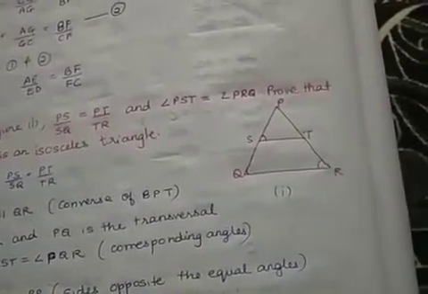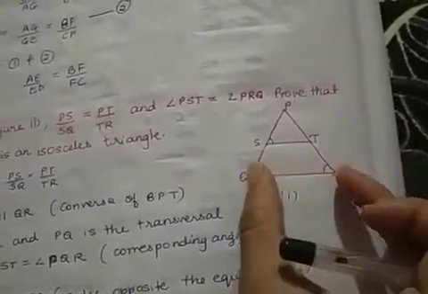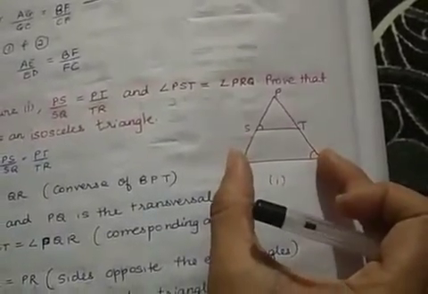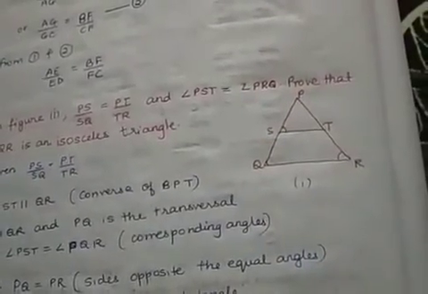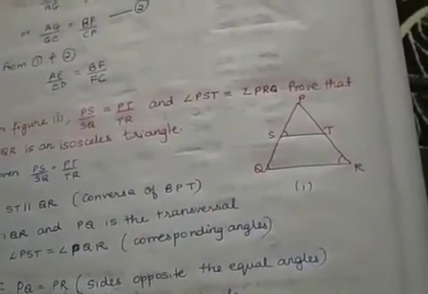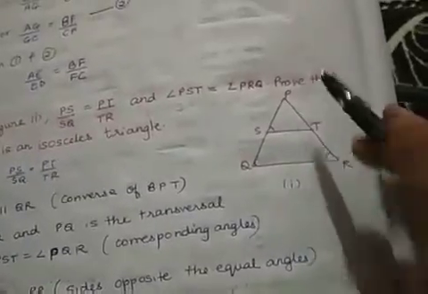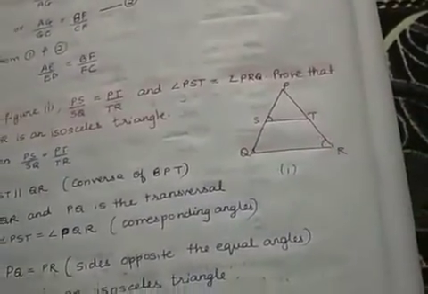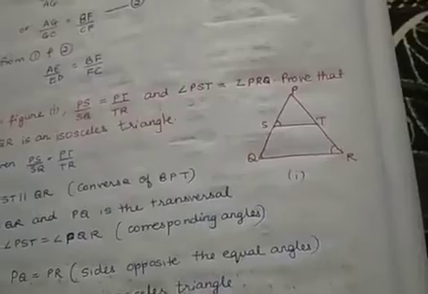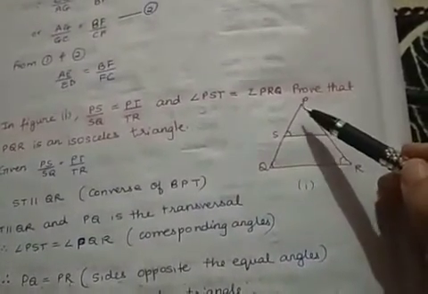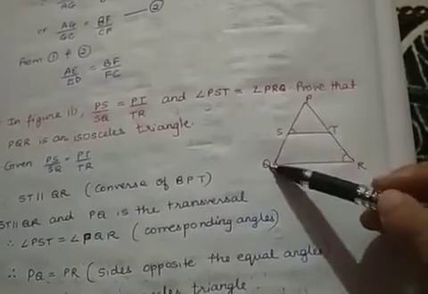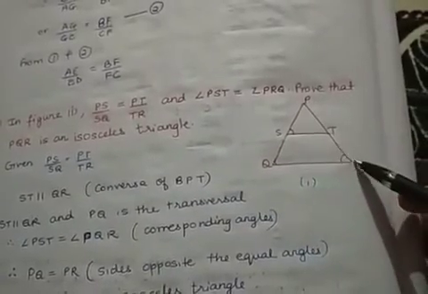You know that in a triangle, if I show that two angles are equal, then the sides opposite to those two angles will be equal. So if you show that two sides in a triangle are equal, then you know that the triangle is an isosceles triangle. This is the idea we are going to use here, correct? So now we are given that PS upon SQ is equal to PT upon TR.